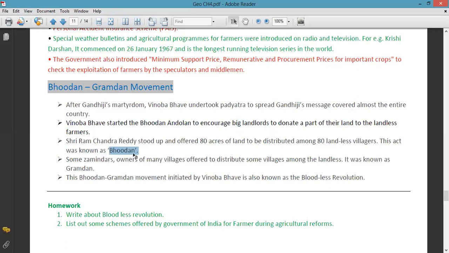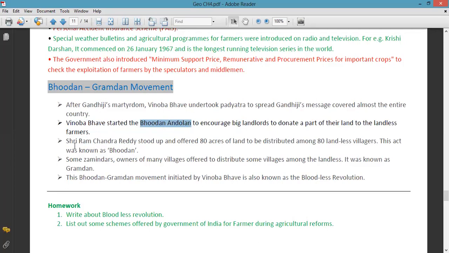From a marks point of view, these points are very important. Bhoodan Andolan is the name of one movement, started by Vinoba Bhave. Most people may write Gandhiji or some other person or Sri Ramachandra Reddy. No. Bhoodan Andolan is nothing but a Padayatra, walked by Vinoba Bhave and his supporters. It's a movement, an awareness program.